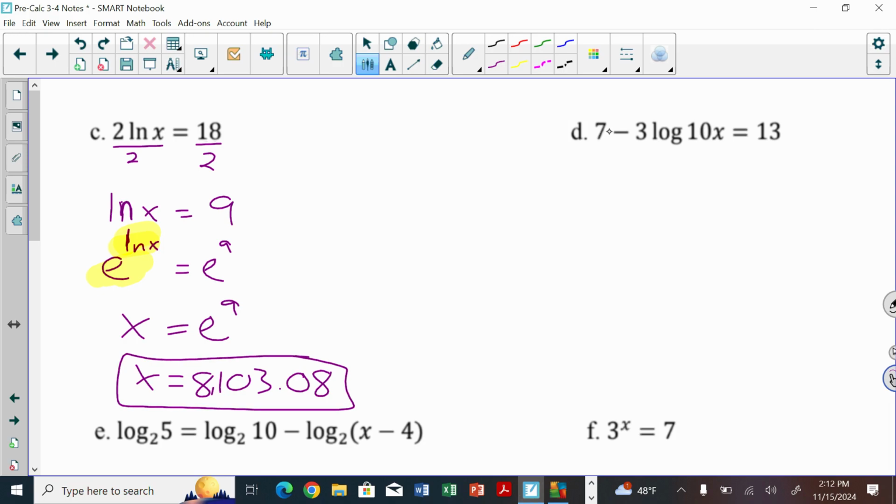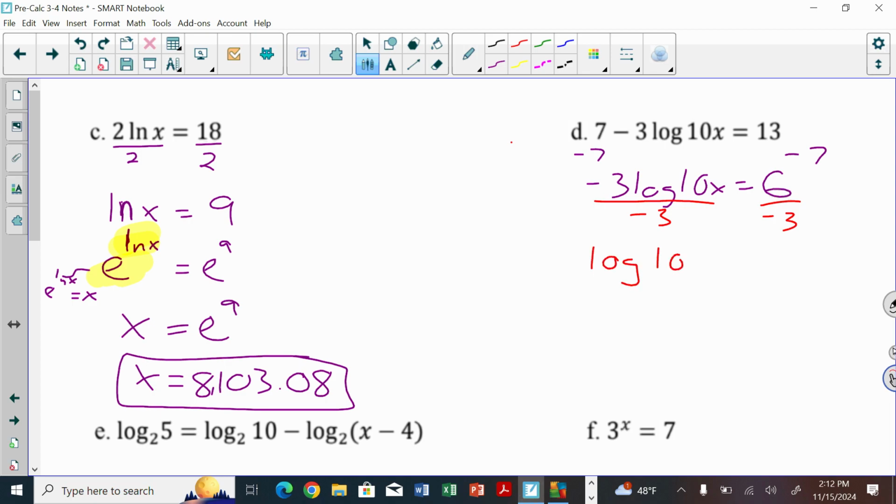Okay, again, just noting that we have that property that if it's e to the natural log x exponent, then it is x, kind of an inverse function of each other. All right, moving over here. Again, same thing. If I subtract 7, I want to isolate, that'll give me minus 3 log 10x equals 6. And then if I divide by the negative 3 here, I'm going to get log 10x equals negative 2.